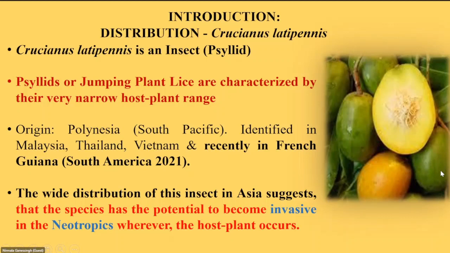It originated in Polynesia, which is South Pacific, and has been identified in Malaysia, Thailand, Vietnam, and recently in French Guiana in South America in 2021. The wide distribution of this insect in Asia suggests that the species has the potential to become invasive in the neotropics wherever the host plant occurs. For your information, invasive means spreads quickly and is harmful, causing damage. Neotropics is the tropical New World, including Central America, South America, and the Caribbean.